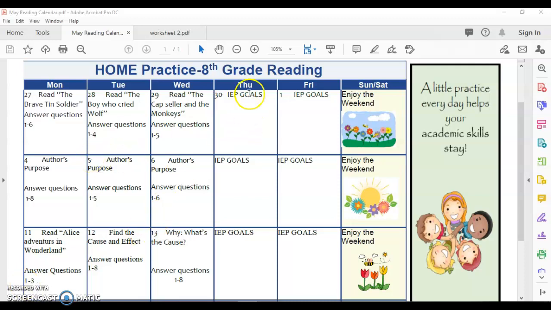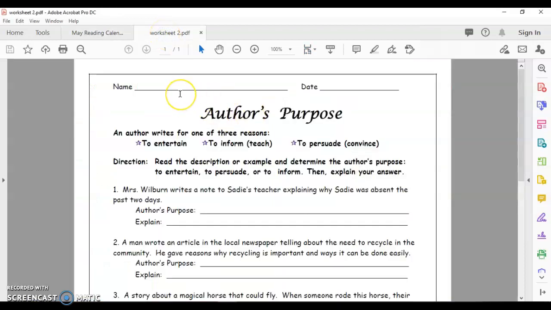Hello, for today's reading assignment, we are going to be working on author's purpose. Tuesday, May 5th, author's purpose. Answer questions 1 through 5. So let's move on to your worksheet. Your worksheet should look like this.